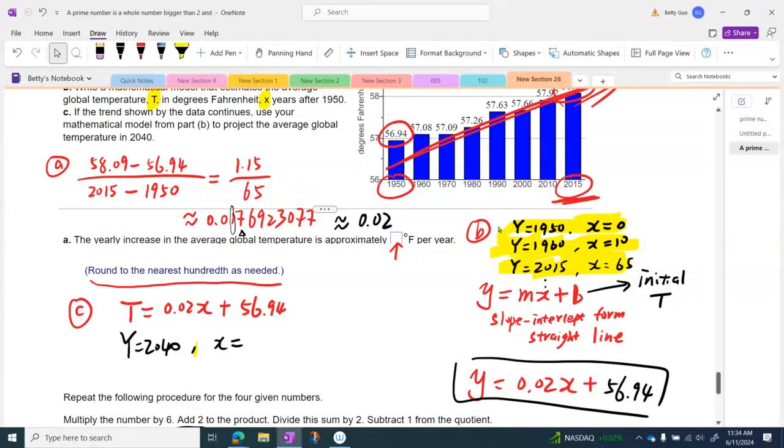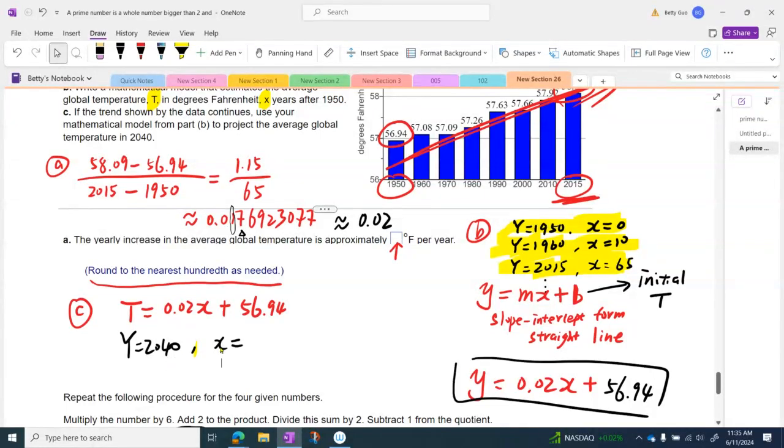Let me repeat my question. Earlier, we analyzed that when the year is 1950, x is 0. That's the initial year. We see that as the very beginning. When the year is 1960, then x equals 10, right? Because that's 10 years after 1950. When the year is 2015, the x value is 65. That's 65 years after 1950.